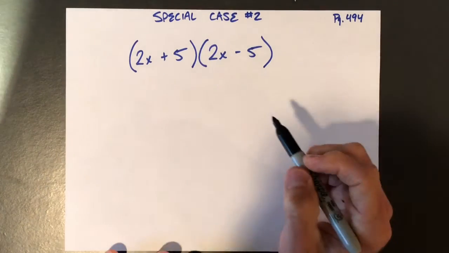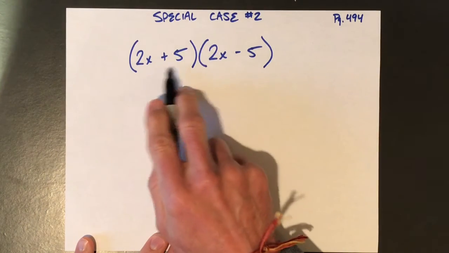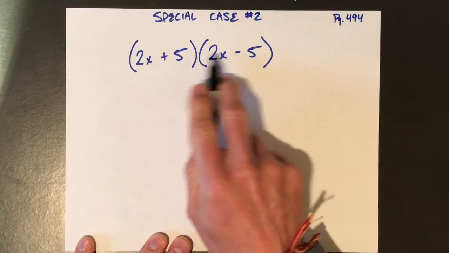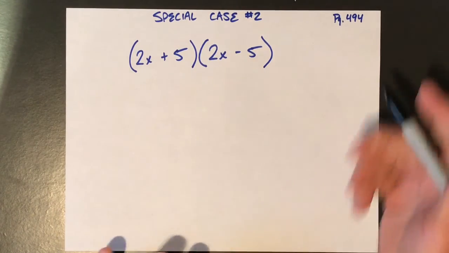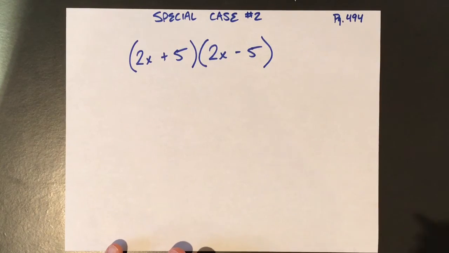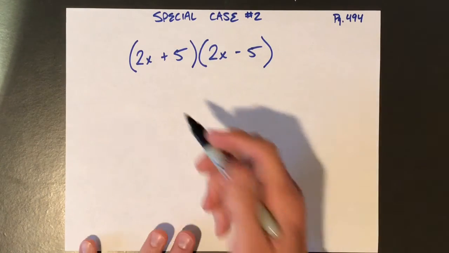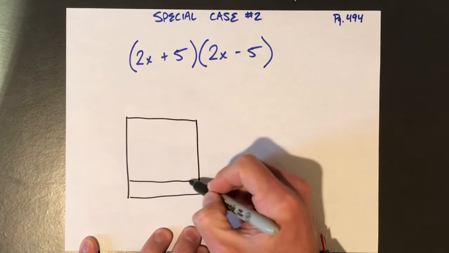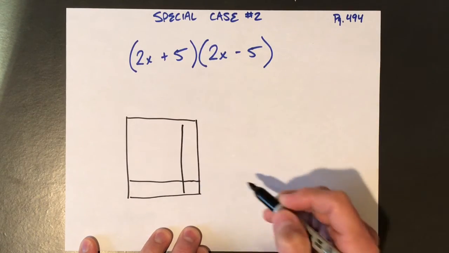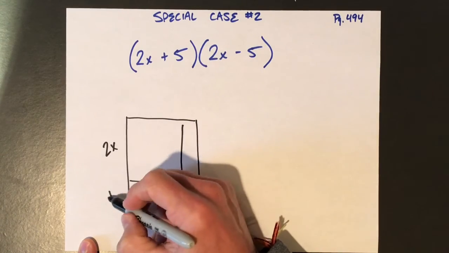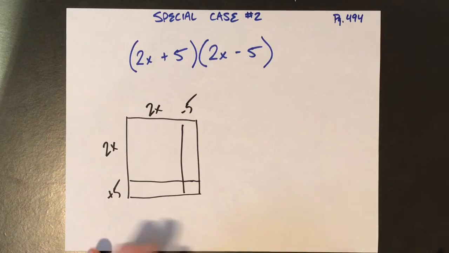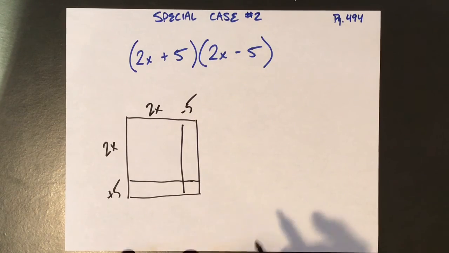With that in mind, this is a special case because the first binomial and the second binomial are almost identical except for the fact that they have opposite signs. Now, again, if you look on page 494 of that book I showed you, you can find what the actual rule is. For me, I'm not a big memorizer. I've never been good at memorizing, and I don't know that memorizing is a great strategy for lots of this work that doesn't need to be memorized. I'm just going to use the area model. So here we go.